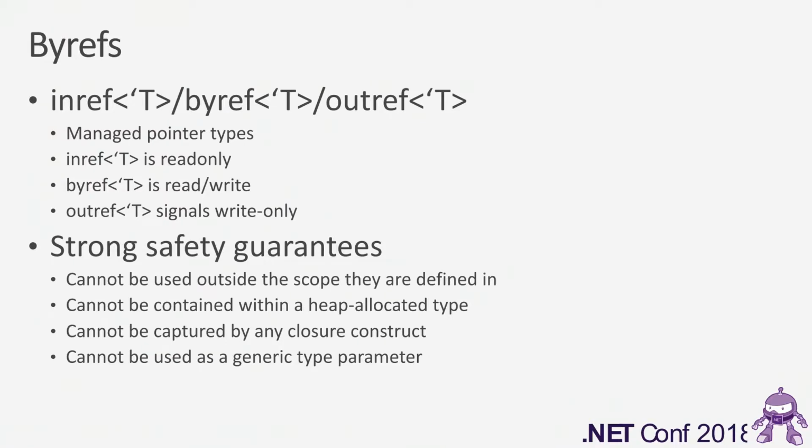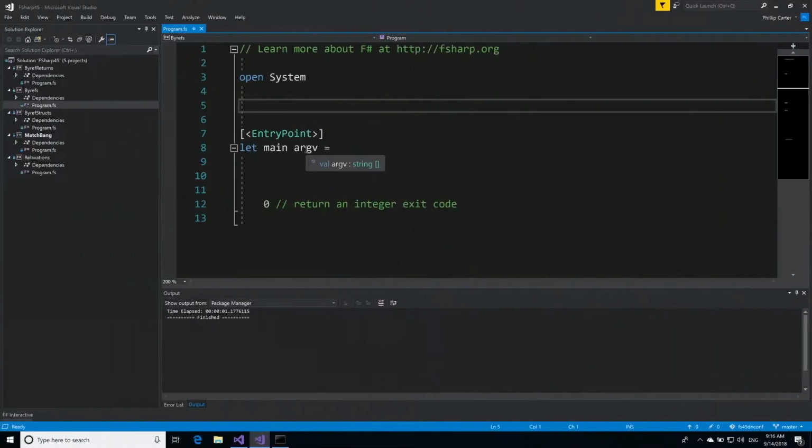They cannot be captured by a closure construct, because that also allocates on the heap. And then we also cannot use them to parameterize a generic type. That's also a similar thing. A heap allocation could occur, and so the usage is restricted. But that means that you can be very confident in the safety of the stuff that you're doing there. So I want to show a little bit about what that code looks like, so you can see some of these in action.